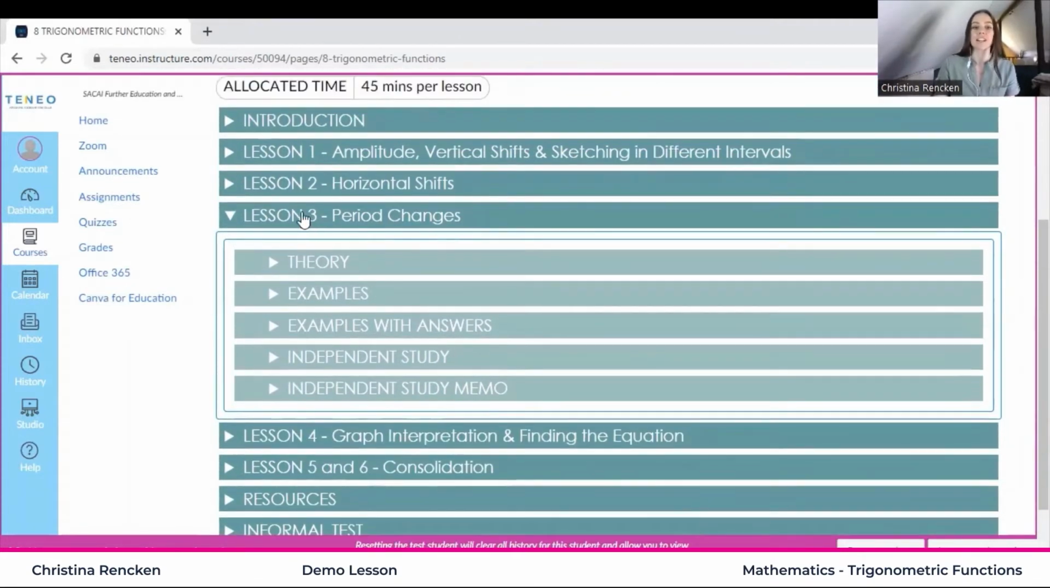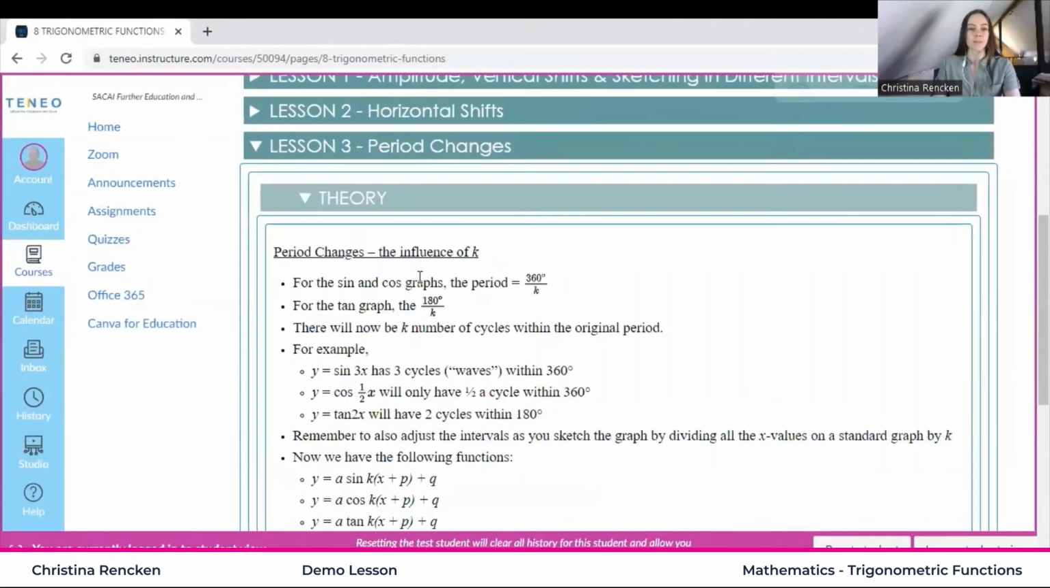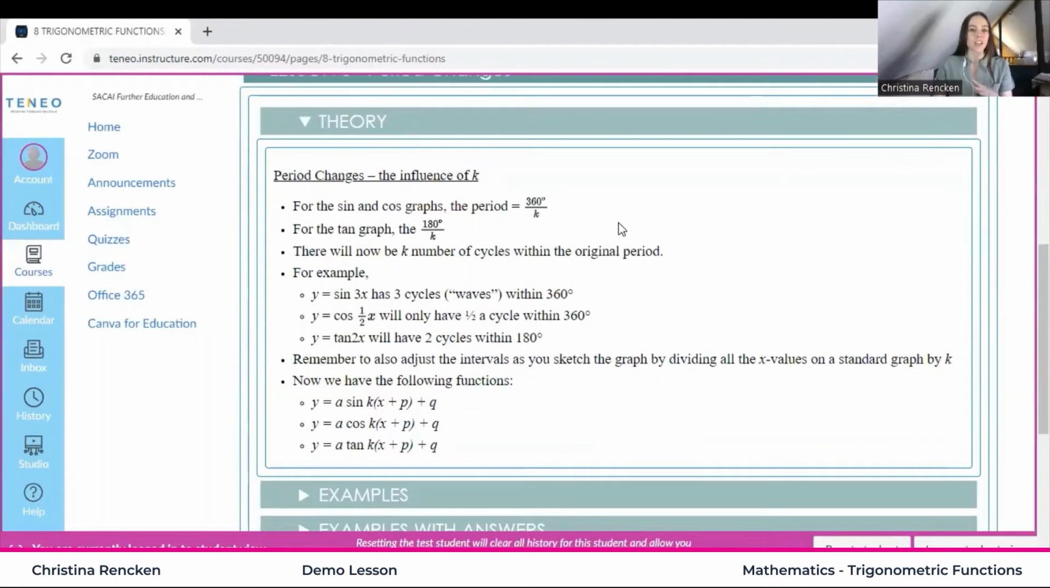Today we're going to focus on lesson 3 of trigonometric functions, which is to do with period changes. So let's have a quick look. Just going to zoom in here. Right. So the period change is shown or displayed on our graph by the influence of k.